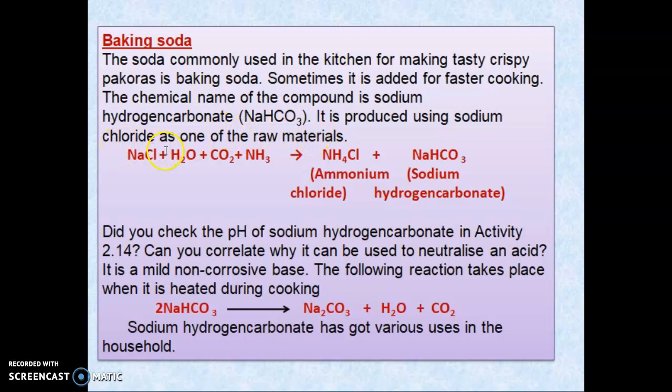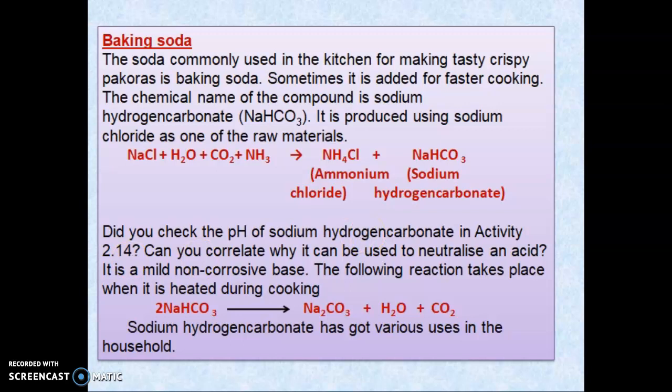So sodium chloride when it reacts with water, carbon dioxide and ammonia, you will get ammonium chloride, that is NH4Cl, plus sodium hydrogen carbonate, that is NaHCO3. So this is the preparation of sodium hydrogen carbonate. We can check the pH of sodium hydrogen carbonate in activity 2.14.